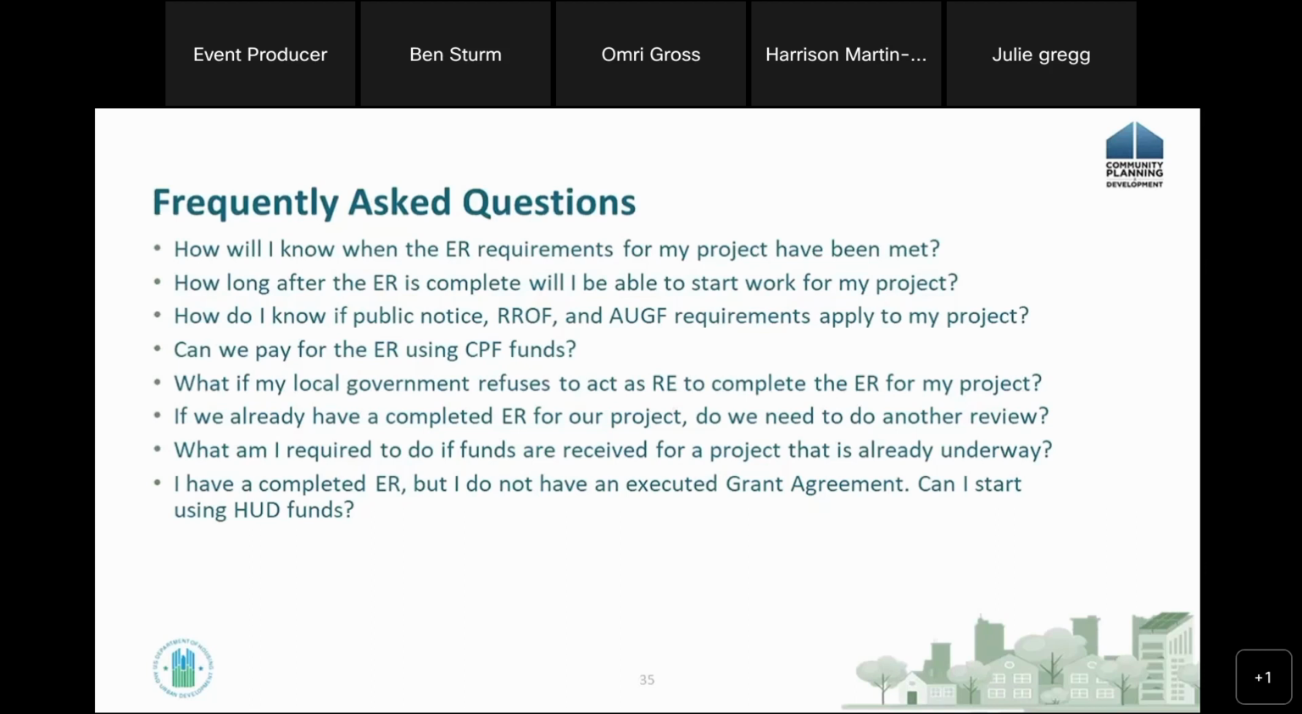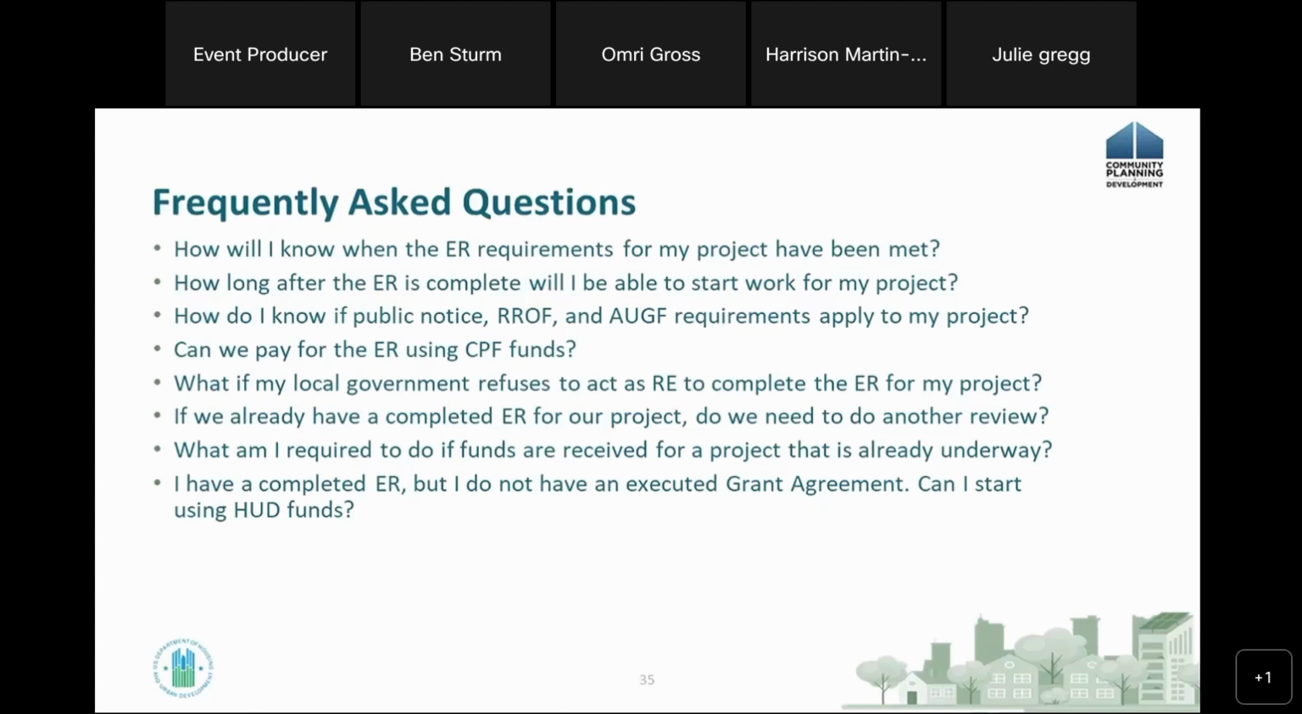So again, for projects that only rise to the exempt or CENST level of review, they do not require the public notice, request for release of funds, and authorization to use grant funds. You just have to have the responsible entity complete the review and then the grantee will need to provide a copy of the environmental review signature page to their grant officer before proceeding.